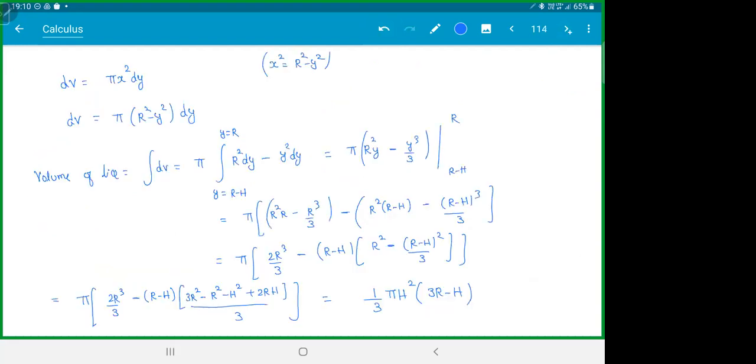But this thing, let's solve it now. Let's not be lazy. This is pi 2r cubed by 3, minus (r minus h) into 3r square, so that is 2r square minus h square plus 2r h by 3.